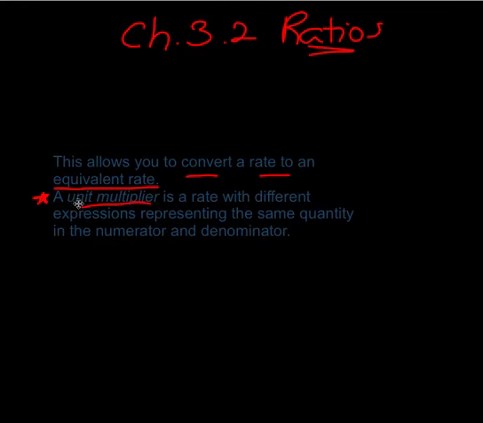Unit multiplier. So a unit multiplier is a rate, okay? So it's the same thing we're used to working with. It's a rate with different expressions representing the same quantity in the numerator and the denominator. All right, lots of fancy words. All right, so say it again. It is a rate with different expressions representing the same quantity in the numerator and the denominator.